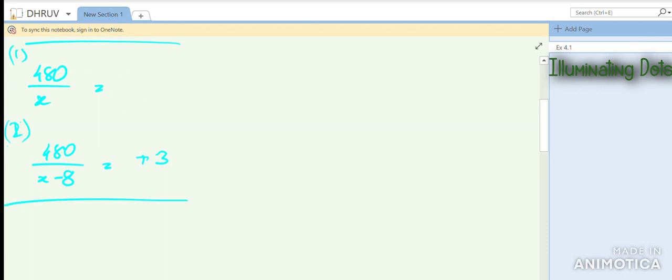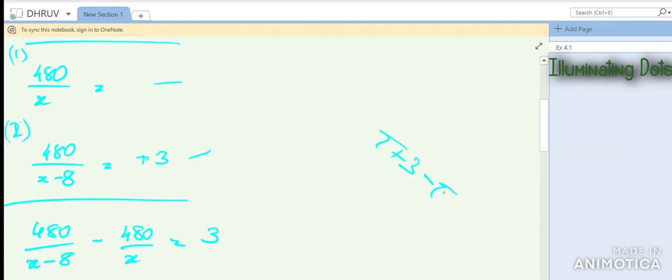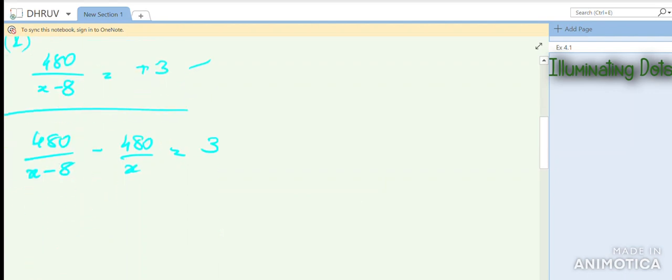So what we will do now is subtract this equation and this equation. When we subtract, we get 480 upon x minus 8 minus 480 upon x is equal to 3. Why did I write only 3 here? Because when we subtract t plus 3 minus t, the t and minus t get cancelled, so we are left with only 3 here.